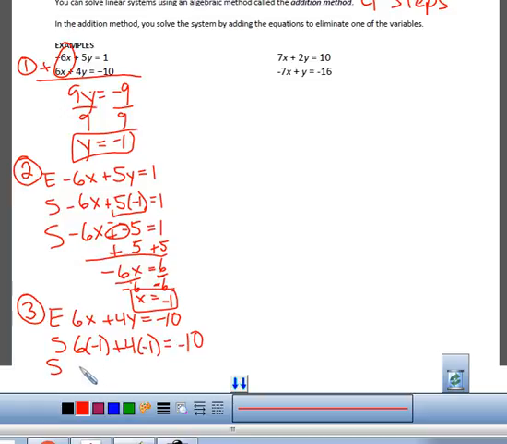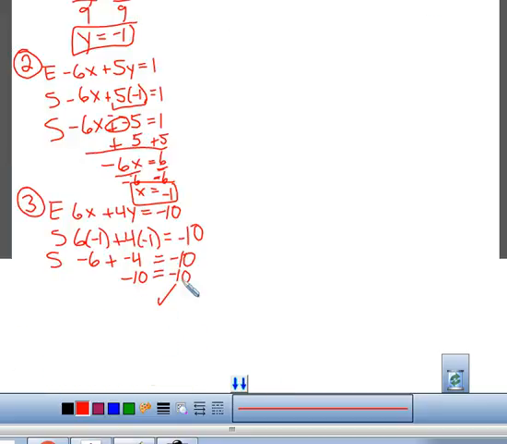So 6 times negative 1 is negative 6. 4 times negative 1 is negative 4. Negative 6 plus negative 4 is negative 10. So you get negative 10 equals negative 10. And that is true, so this checks.